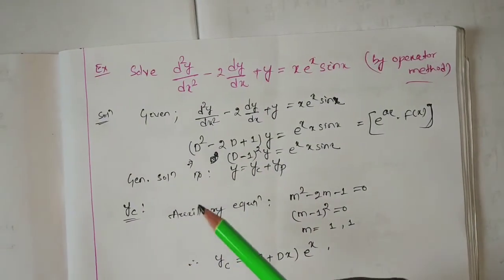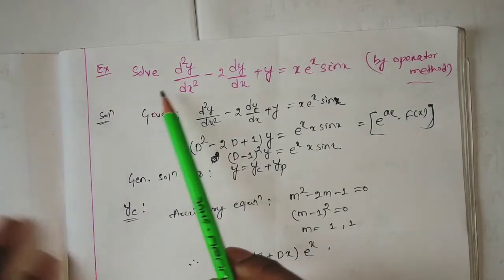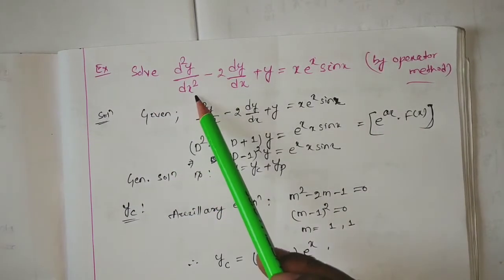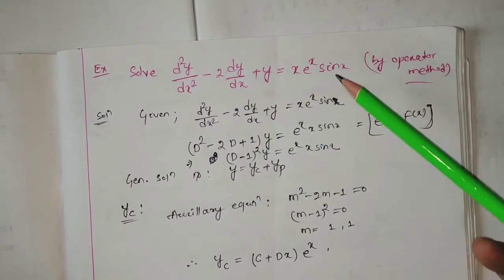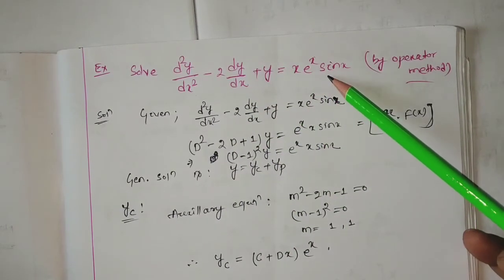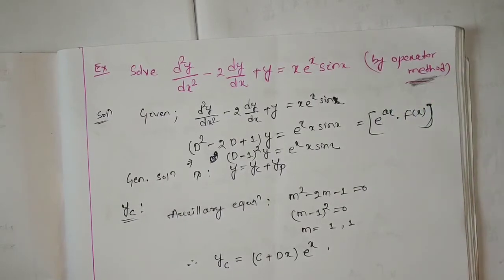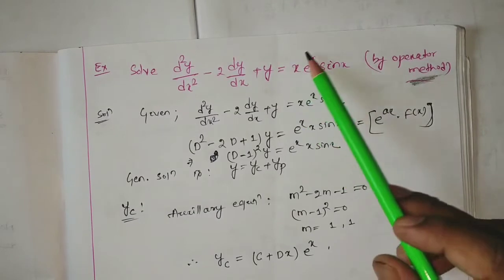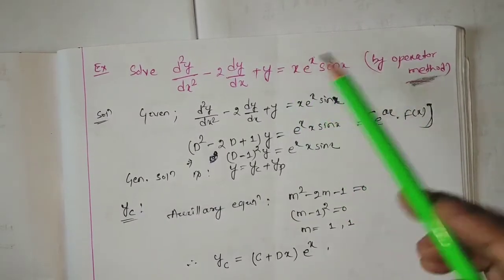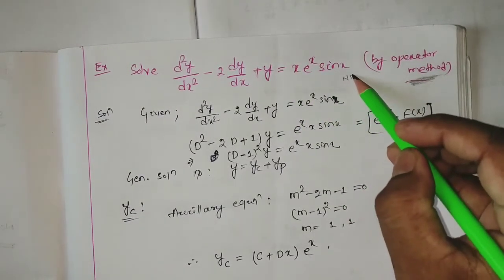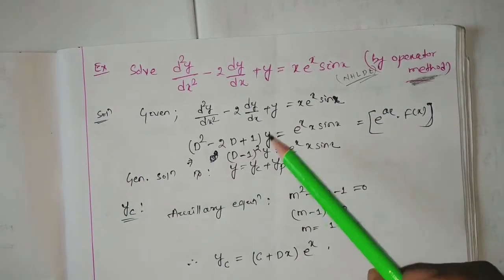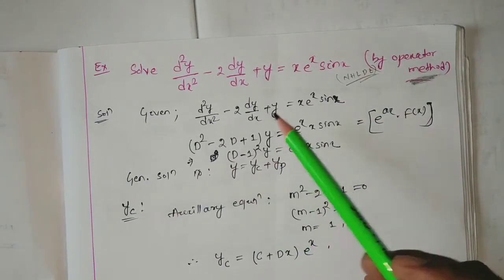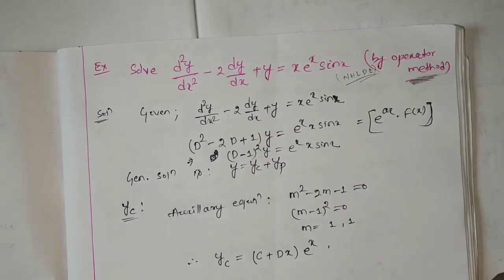So here the question is: solve d²y/dx² minus 2 dy/dx plus y equals x eˣ sin x by the operator method. As the right hand side is a function of x, it is a non-homogeneous linear differential equation. How are we going to solve it? We have to find the complementary function and the particular integral.